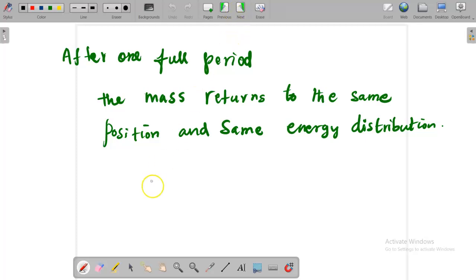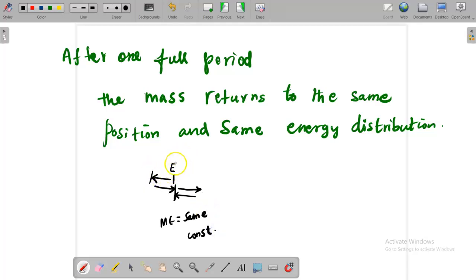After one full period, which means it moves from equilibrium, goes to the left and comes back to the equilibrium, and goes to the right and comes back to the equilibrium. This is called one full period, one cycle. The mass returns to the same position, with the same energy distribution. Finally, the mechanical energy will be constant, as it was before.